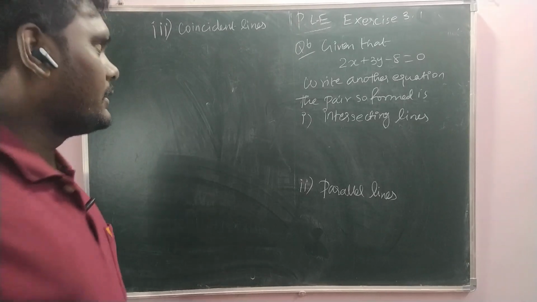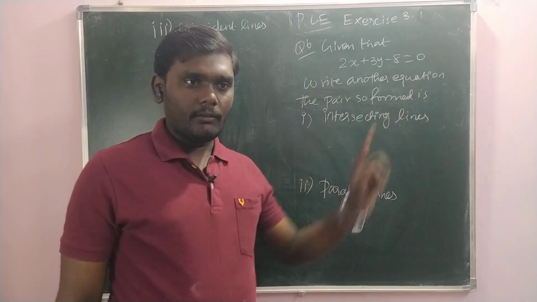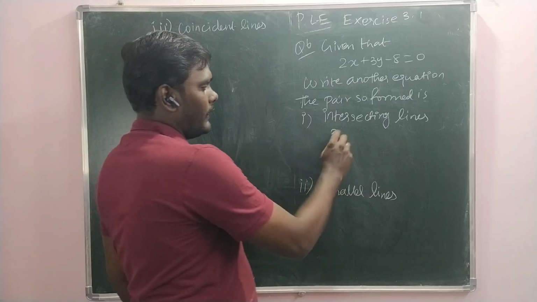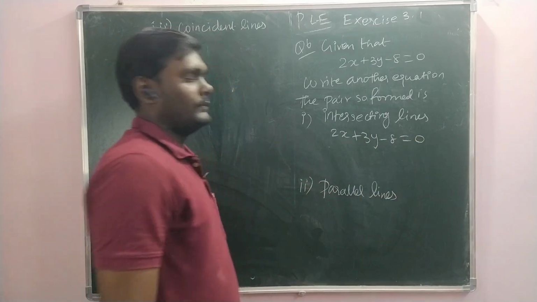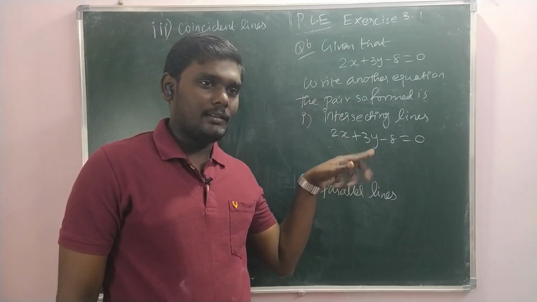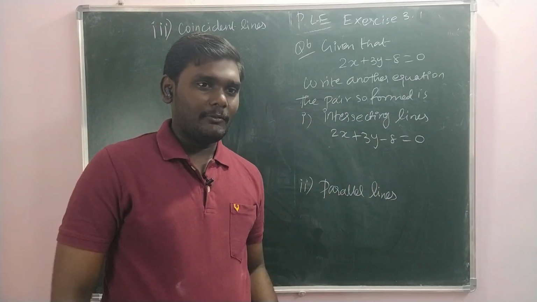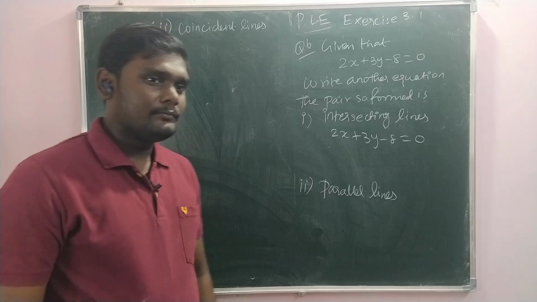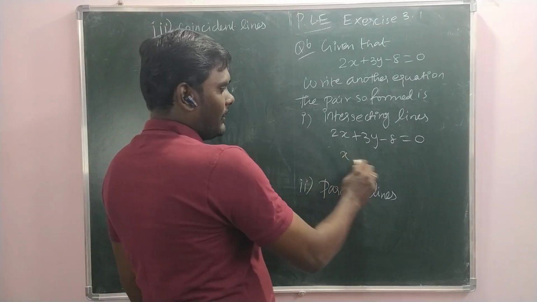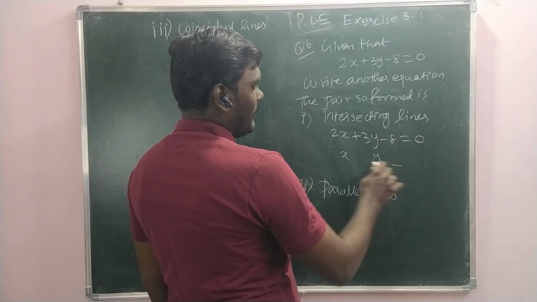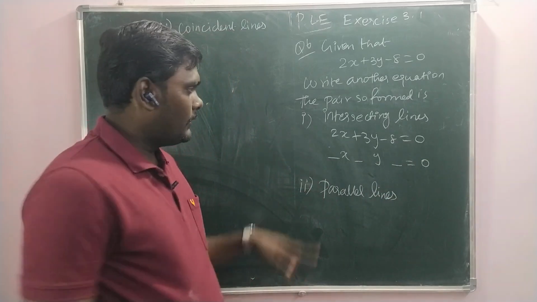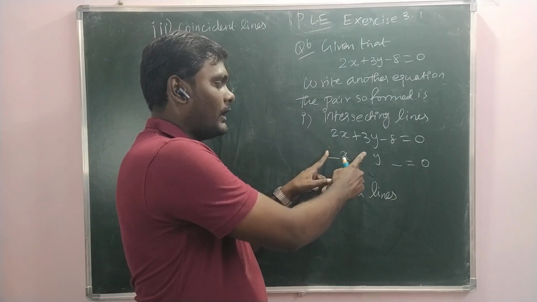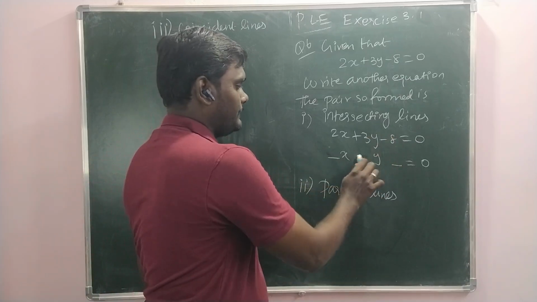In the sixth question, one equation is given: 2x + 3y - 8 = 0. We have to write another equation so that we get intersecting lines. What is the condition for intersecting lines? We have to write another equation: here x, here y, here some number, equals 0. Then in these blanks, we are going to fill in some numbers.